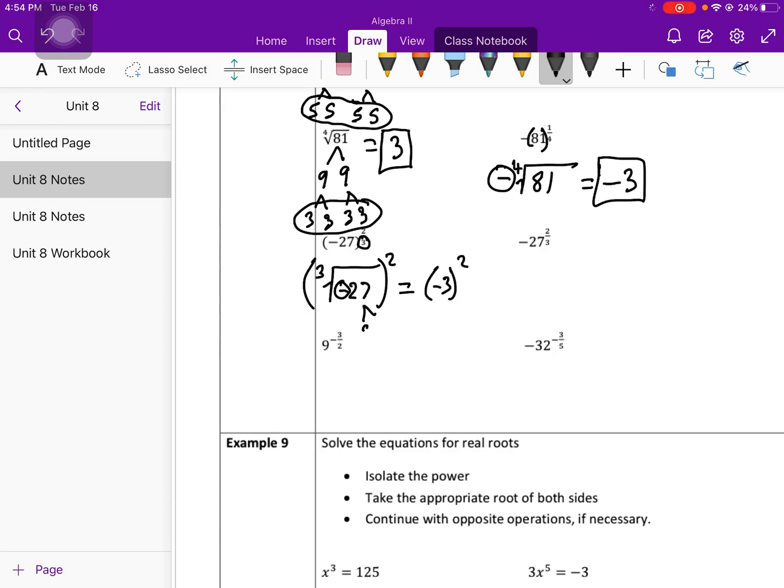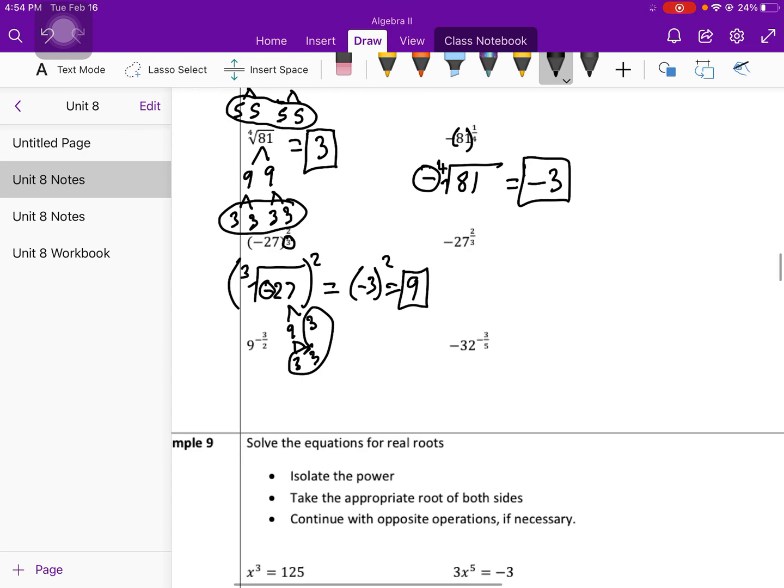Let me try and show this here. So we would get 9, 3, 9 would be 3 and 3, and then we can't forget about that negative sign. So there's our group of 3s. But once you square a negative, it becomes a positive. So the final answer ends up being 9.